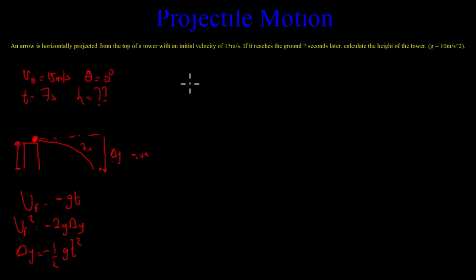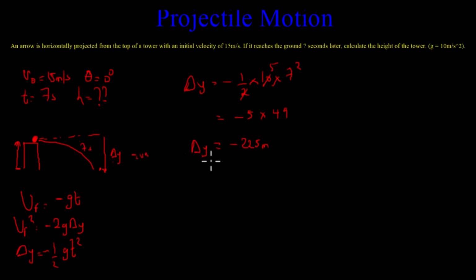So we just plug everything in. Delta y will be equal to minus 1 over 2 g. We're told to take g as 10 meters per second squared, so times 10, then times t, which is 7 seconds, so 7 squared. 2 goes into 10, that's 5, and 7 squared is 49. So we have minus 5 times 49, so this is minus 245 meters. So delta y is minus 245 meters, just like we said.